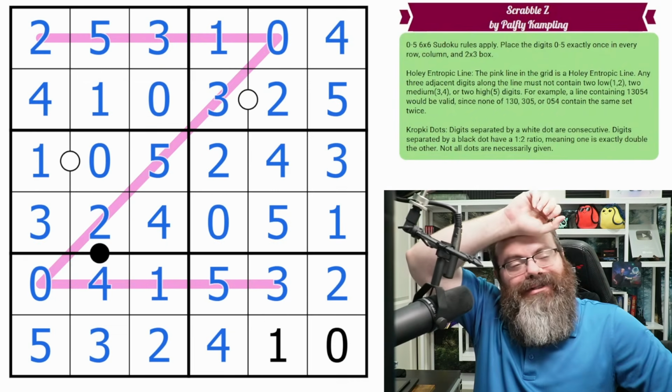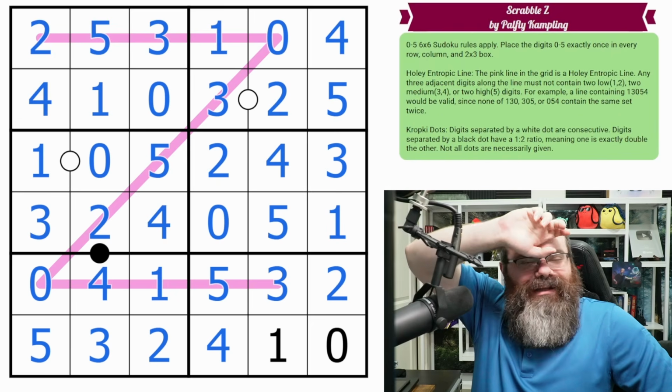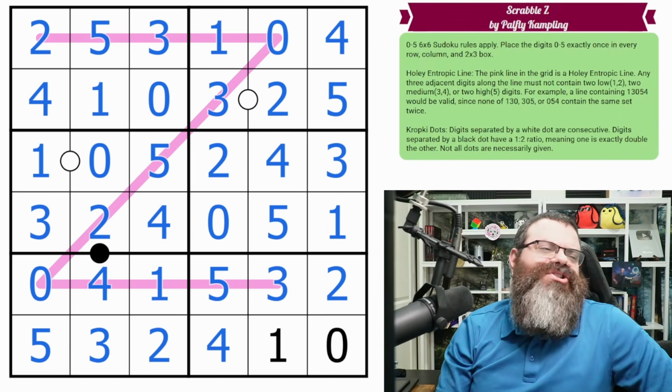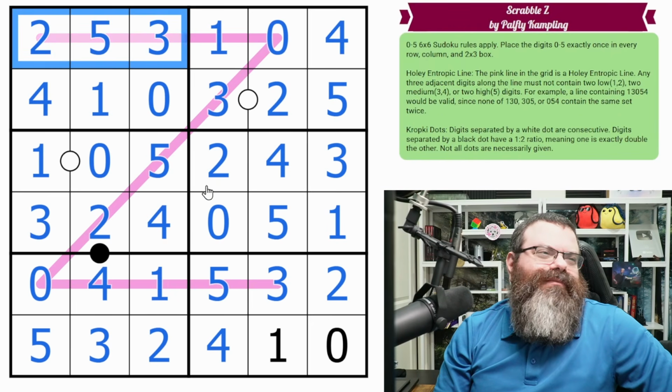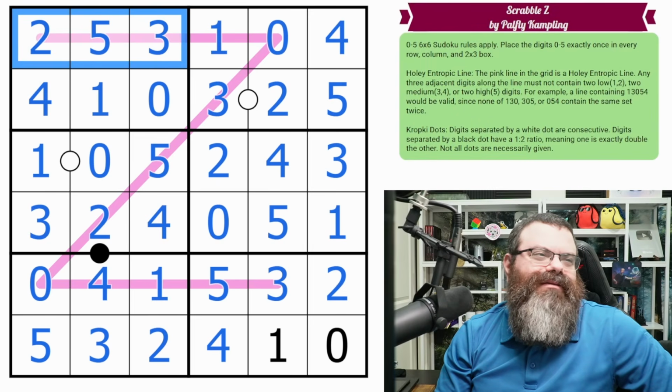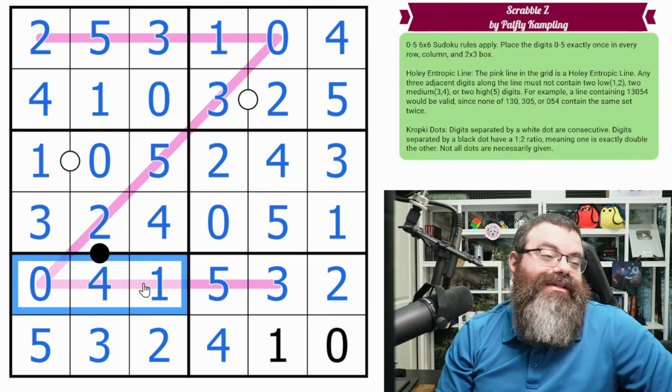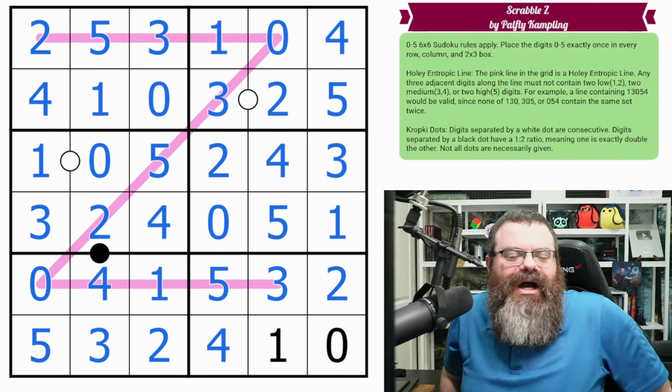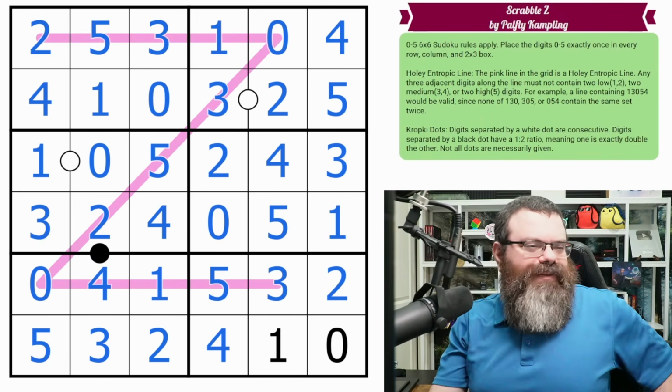I enjoyed the logic on that one. That was pretty fun. Really strong, really strong deductions from having the wholly entropic line being these 3 cells and these 3 cells, because of the box logic that you get in 6x6.